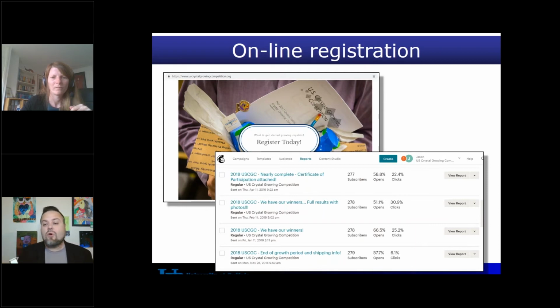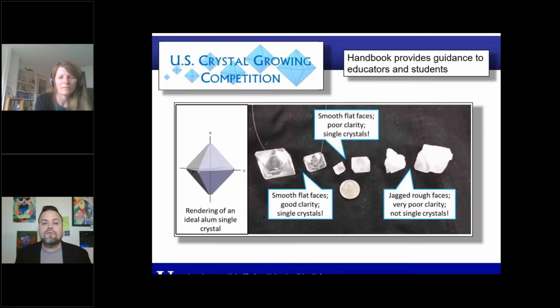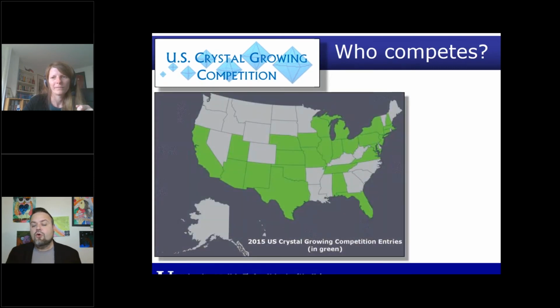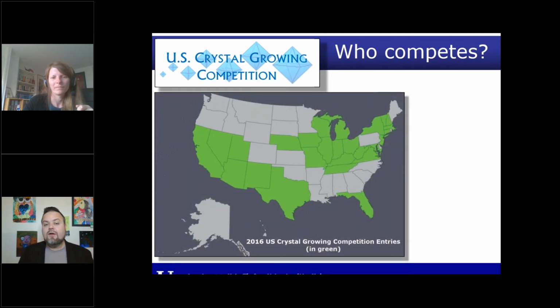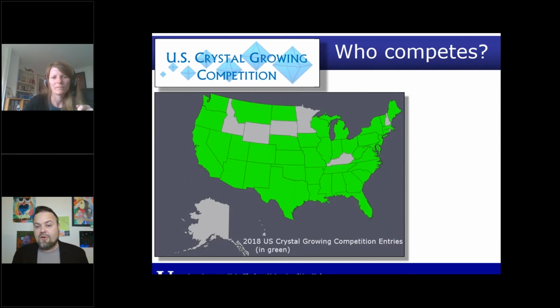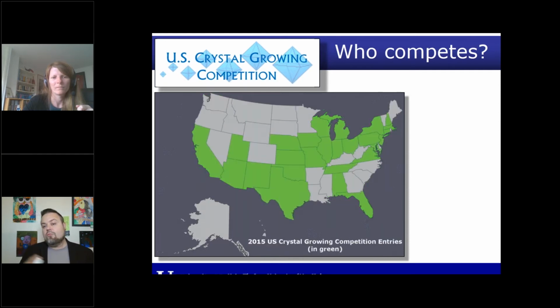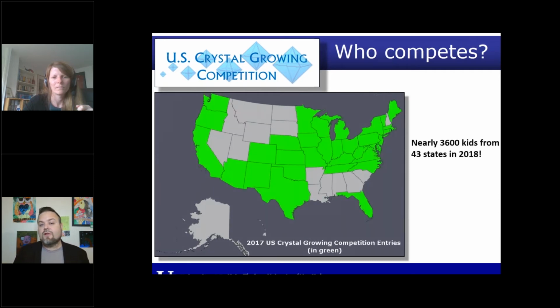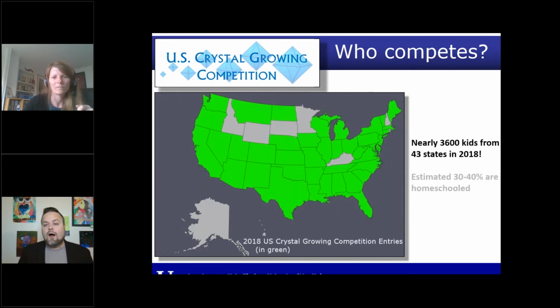I can't even describe what a sea change moving to MailChimp was in terms of managing contest participants. You're all very familiar with the idea of growing a big, beautiful crystal. I'll move through some of this stuff pretty quickly. Who competes? Here's your map of America, 2016, 2017, 2018, getting bigger and bigger. And I implemented a whole bunch of new things in 2019, so our numbers fell a little bit in 2019.